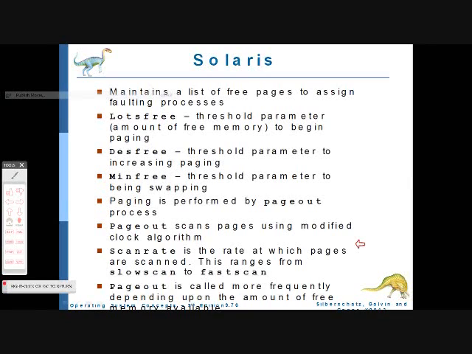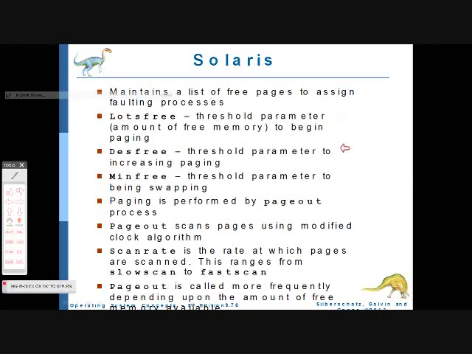Another, it says here, scan rate is the rate at which pages are scanned. This ranges from slow scan to fast scan. This means that if it is slow scan, then it will scan the remaining pages at around 100 pages per second. But if it is a fast scan, then it will scan the remaining pages at 8,192 pages per second. So the move from slow scan to fast scan depends upon the number of pages in the list of free frames.